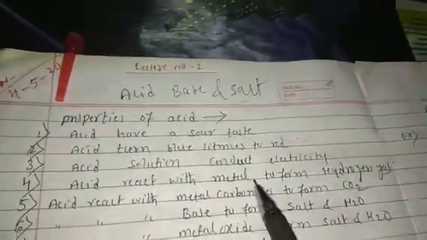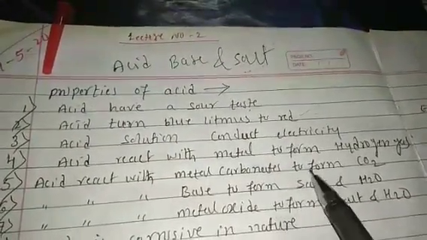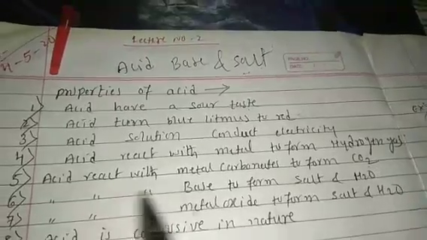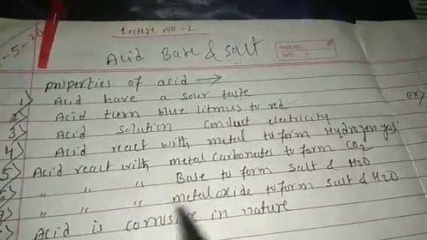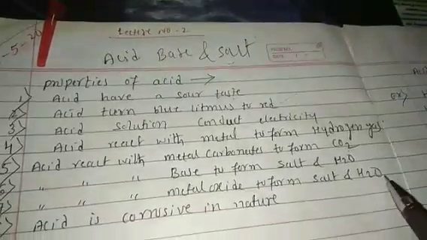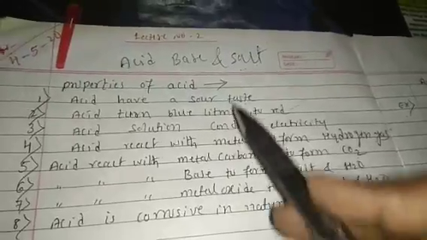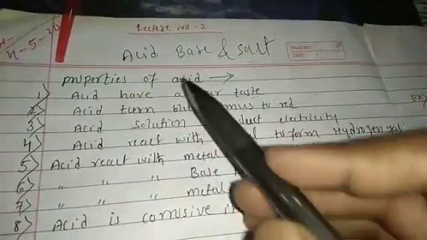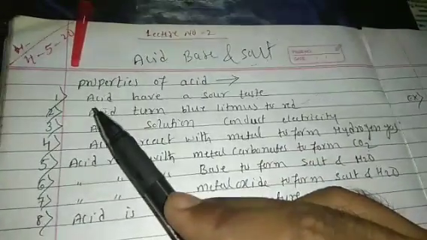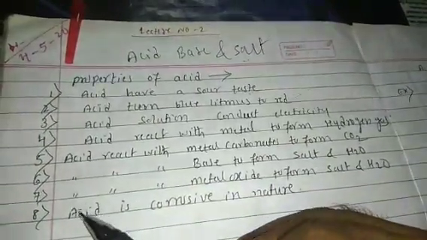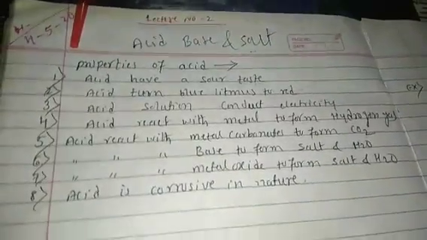Acid solution conducts electricity. Acid reacts with metal to form hydrogen gas. Acid reacts with metal carbonate to form carbon dioxide. Acid reacts with base to form salt and water. Acid reacts with metal oxide to form salt and water. Acid is corrosive in nature. So these are the properties. The first and second we already discussed in lecture number 1. From the third property to the 8th property we will discuss in today's topics.